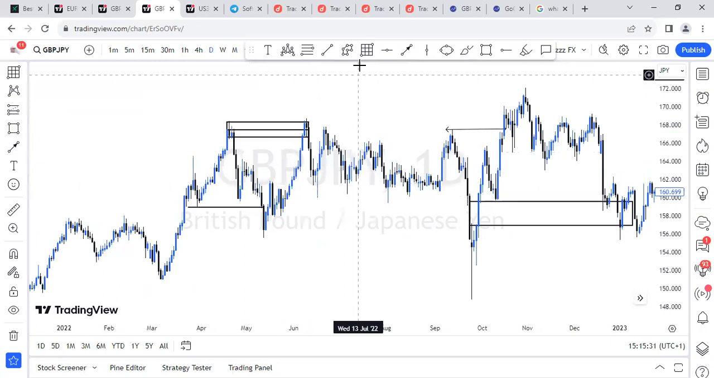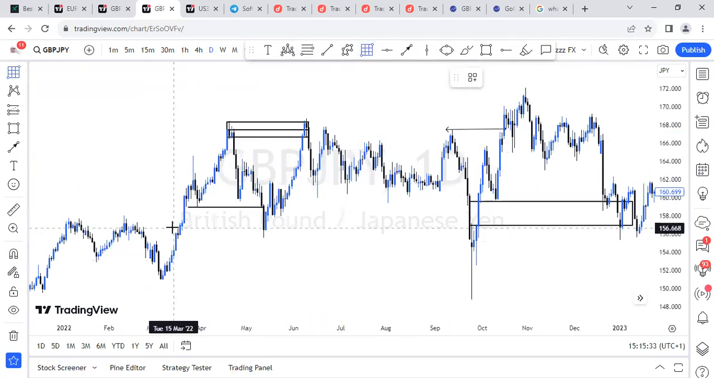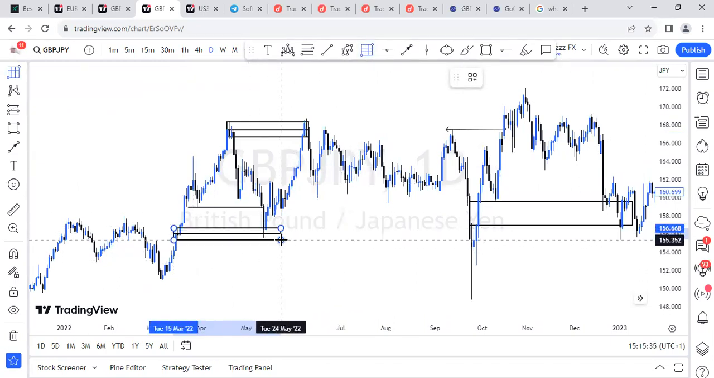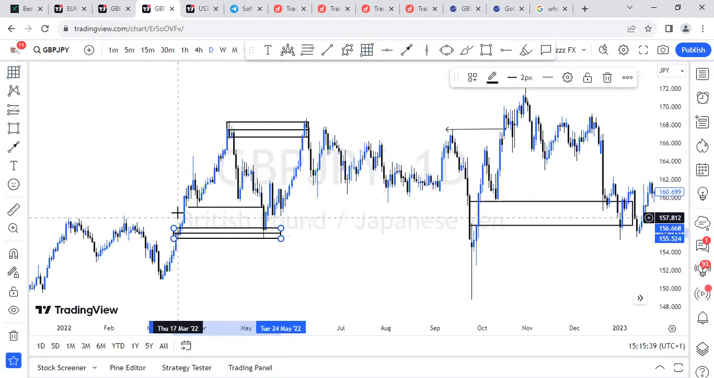Look at how price returns to fill, to tap this demand in the market. Look at it, an imbalance. So I use it as a validation of my demand and supply zone. That's my number one usage, the validation of my demand and supply zone.